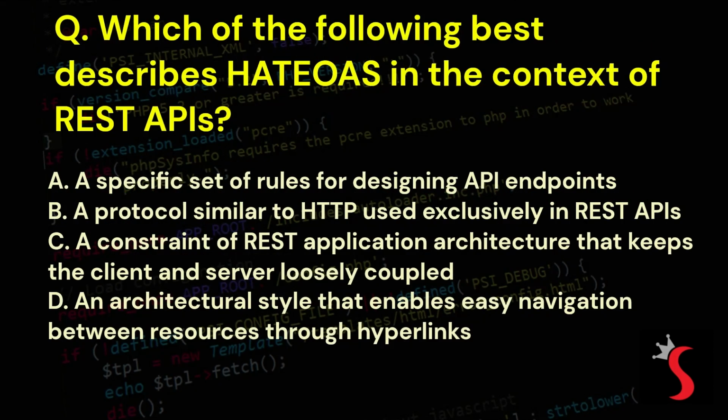Which of the following best describes HATEOAS in the context of REST APIs? A. A specific set of rules for designing API endpoints. B. A protocol similar to HTTP used exclusively in REST APIs. C. A constraint of REST application architecture that keeps the client and server loosely coupled. D. An architectural style that enables easy navigation between resources through hyperlinks.